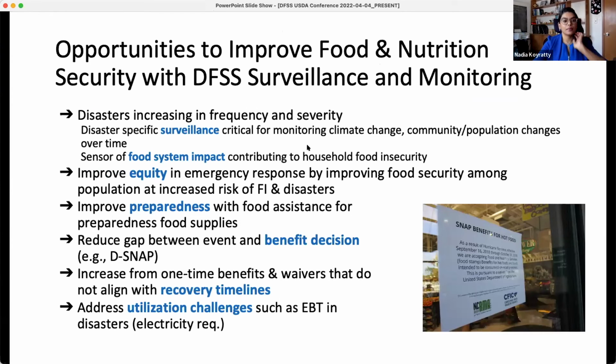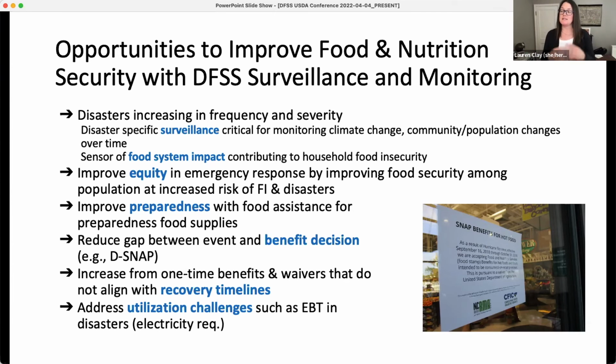Okay, so I would like to just share in closing the opportunities that we think having a disaster food security scale to use for surveillance and monitoring will provide. You've all seen the news, but also data shows that disasters are increasing in frequency and severity. And so having disaster-specific surveillance tools are critical for monitoring our changing climate and community and population changes over time so that we can adapt. A disaster-specific scale will also provide an important sensor of food system impacts that contribute to household food insecurity.